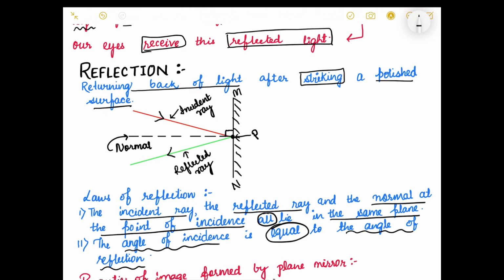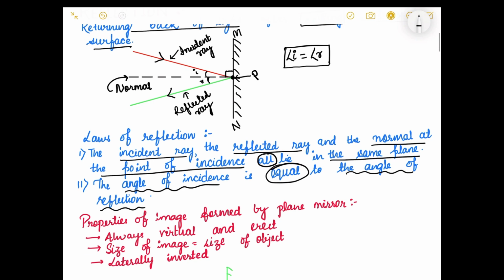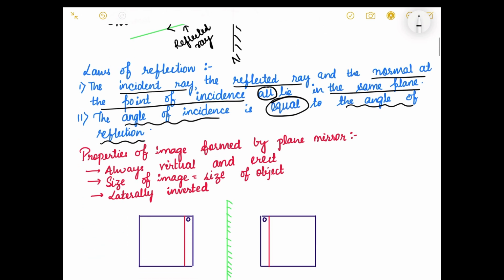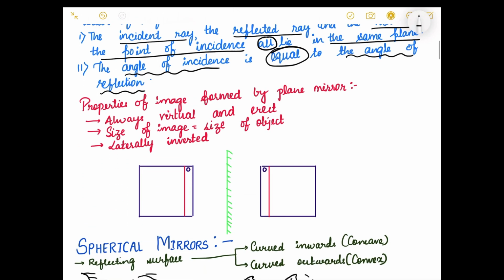The angle between the incident ray and the normal is known as the angle of incidence and is represented by small letter i. The angle between the normal and the reflected ray is represented by small r and is known as the angle of reflection. So as per the law of reflection, angle i is equal to angle r. Now let us move towards the properties of the image formed by a plane mirror.